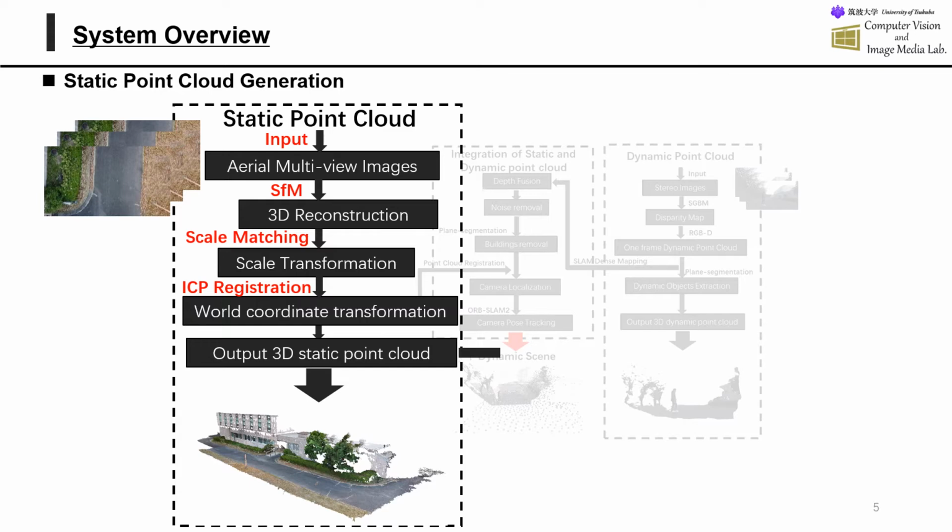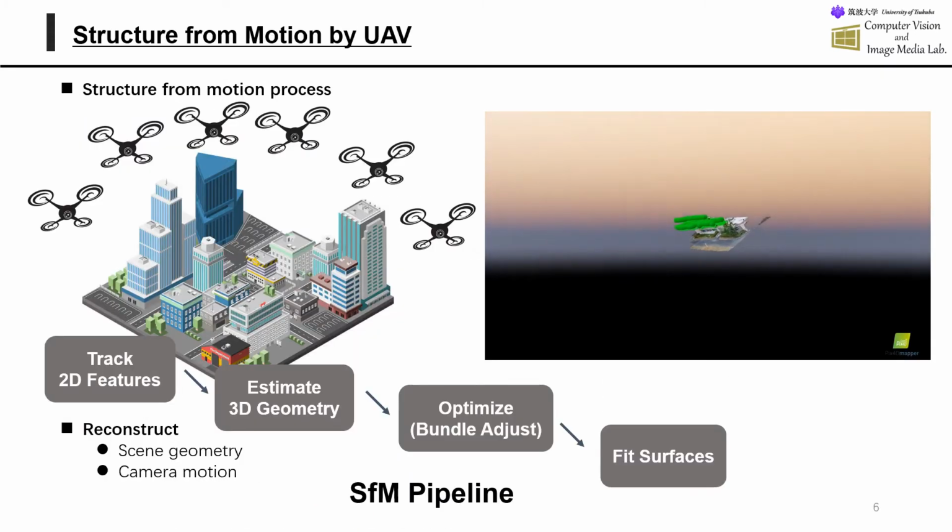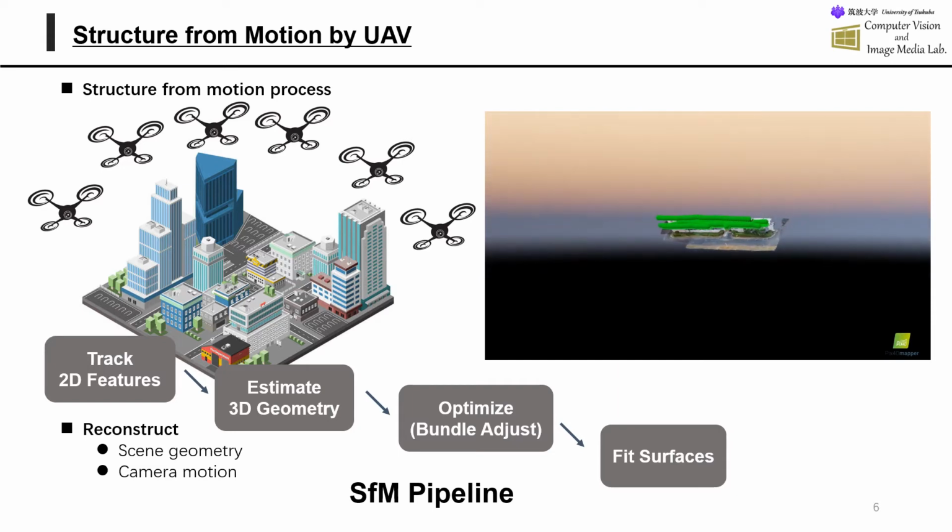By choosing point cloud pairs from the static point cloud to the ground truth manually, the scale can be matched to reality. Then, in order to transform the static point cloud into the world coordinate system, the SAP registration method is applied. Static point cloud generation is the pre-processing of the whole system, which is prepared in advance for the dynamic scene. To generate the static point cloud from aerial multi-view images, we use the structure from motion method.